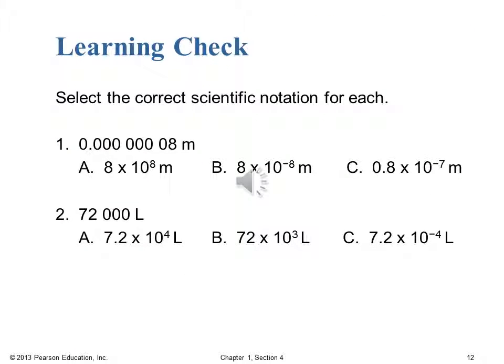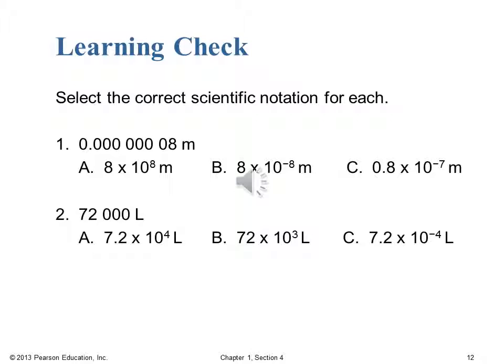Alright, so let's take a moment now and make sure that this is working out for us, that we're understanding scientific notation. So here's a couple values. Let's see how we do putting them into the correct scientific notation. So number 1 is 0.000000008 meters, and that would either be 8 times 10 to the positive 8 meters, 8 times 10 to the negative 8 meters, or 0.8 times 10 to the negative 7 meters.